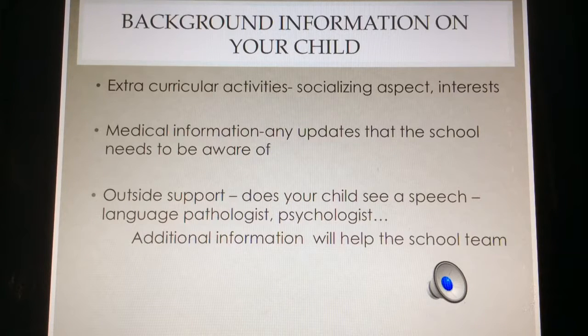Does your child see other professionals like speech language pathologists or psychologists? That information will be helpful for the school team.